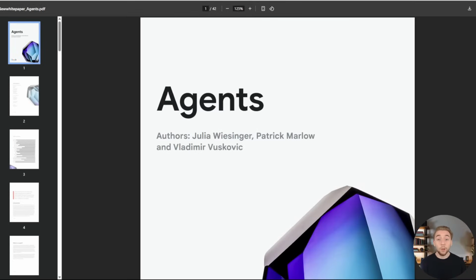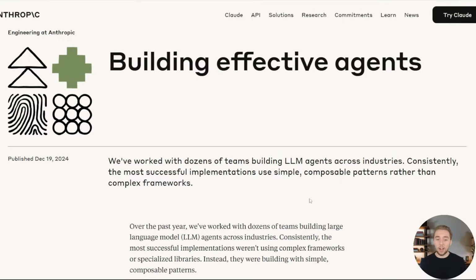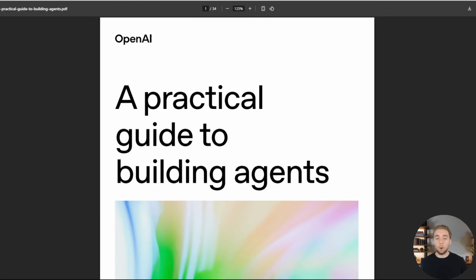The internet is filled with information for us to learn what AI agents are and how to build them effectively, but there's just so much information out there that it's actually pretty overwhelming. And so the three top and most overarching resources that I have found that explain agents very clearly is this agent white paper by Google, this article on building effective agents from Anthropic, and then this agent guide from OpenAI.